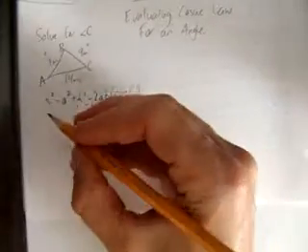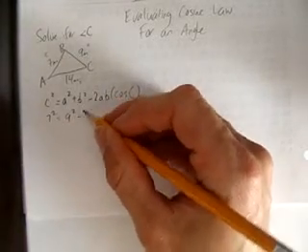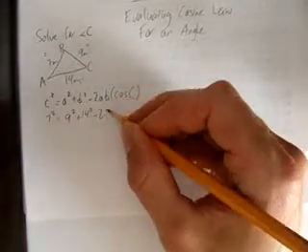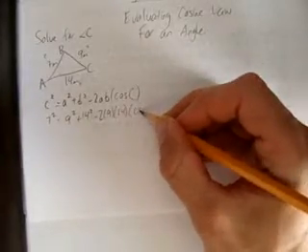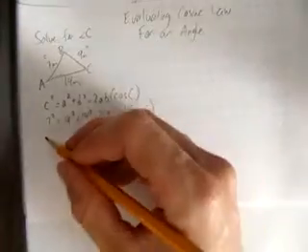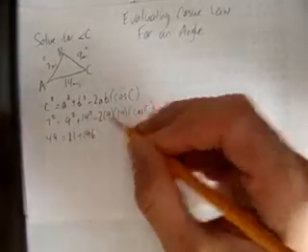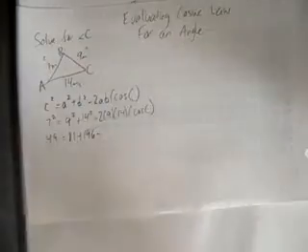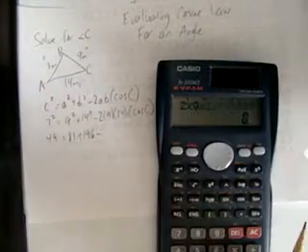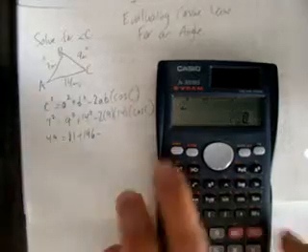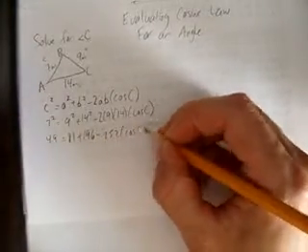So, c squared, or 7 squared, equals 9 squared plus 14 squared minus 2 times 9 times 14, all times cosine of c. And now let's evaluate. We get 49 equals 81 plus 196 minus, I'm going to need my calculator on that one, 2 times 9 times 14, 252. So minus 252 times the cosine of c.